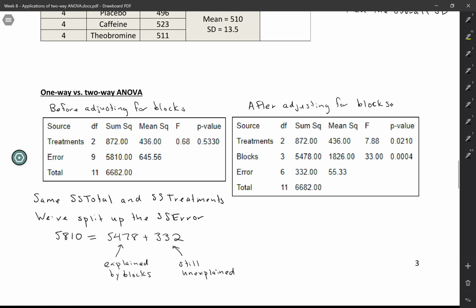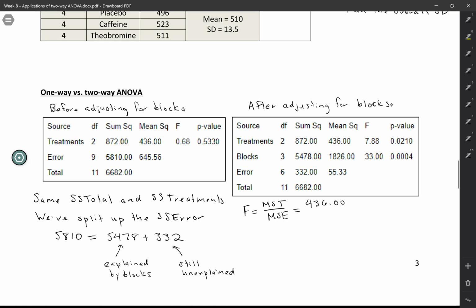So let's see how to calculate the F statistic here. The F statistic is always going to be the mean square. We're interested in the difference in the stimulants, so we're going to do the mean square for the treatments divided by the mean square for the error. And we've got 436 here as the mean square. Notice this is the sum of squares divided by the degrees of freedom.